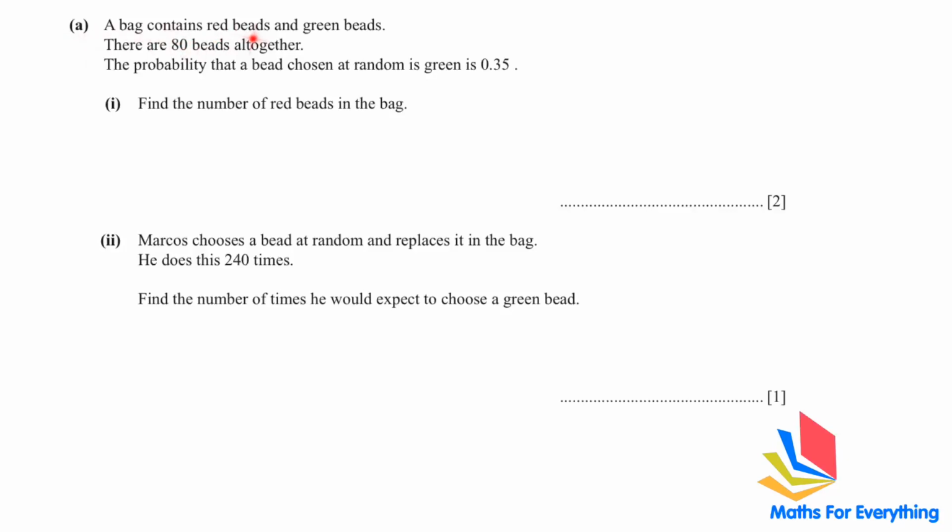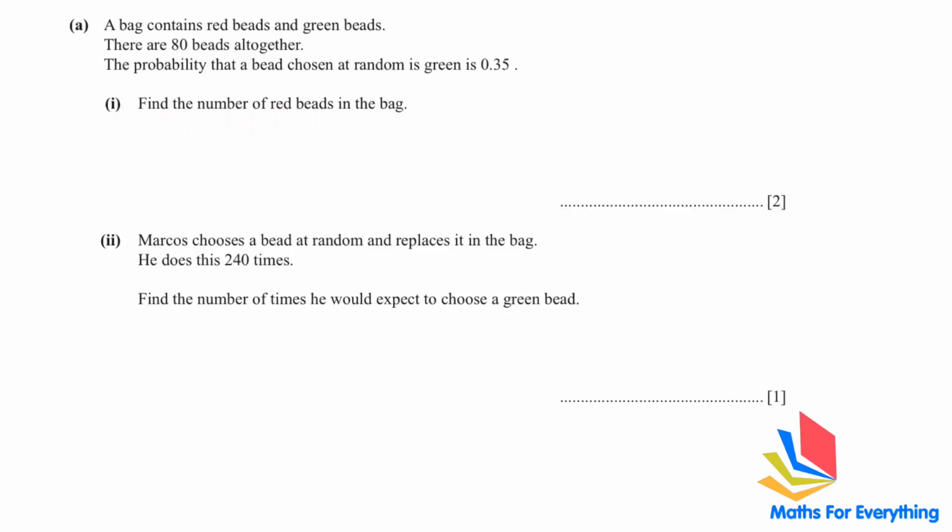A bag contains red beads and green beads. There are 80 beads altogether. The probability that a bead chosen at random is green is 0.35. Find the number of red beads in the bag.